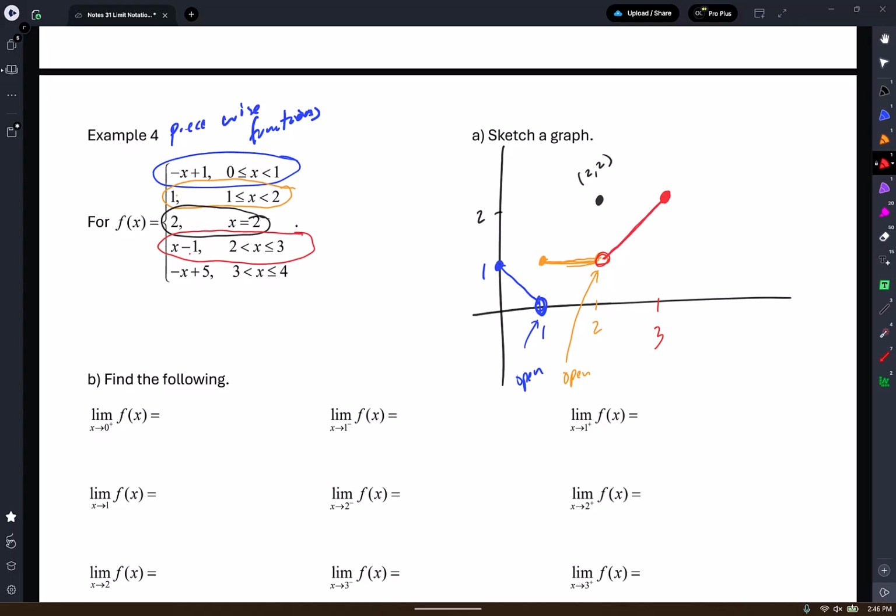Are we still okay? I'm going to go to purple. At 3, plug in a 3 for the x. -3 plus 5 is 2, so that means I start here. You could put it open if you want, but it's closed from the red one. And if I plug in a 4, -4 plus 5 is 1, so I'm back right here at 1. And connect them. And there it is.